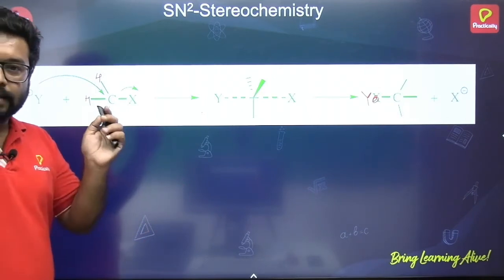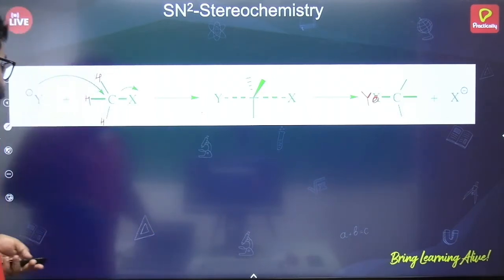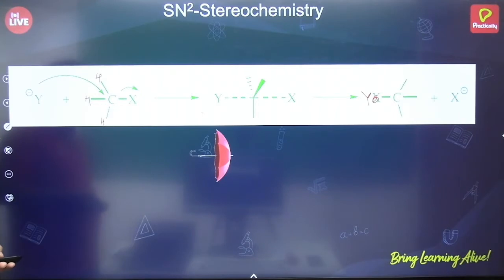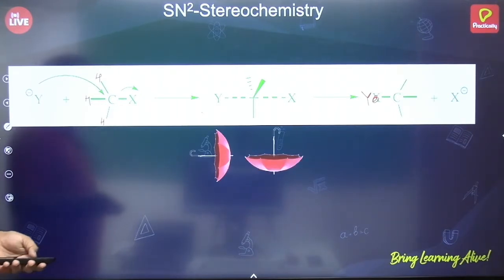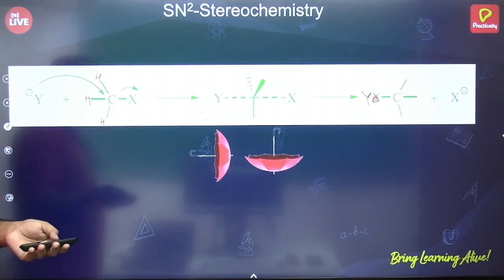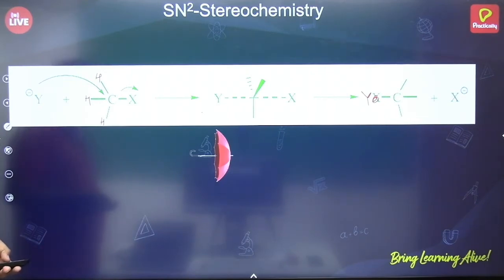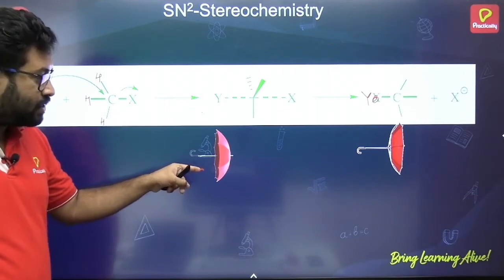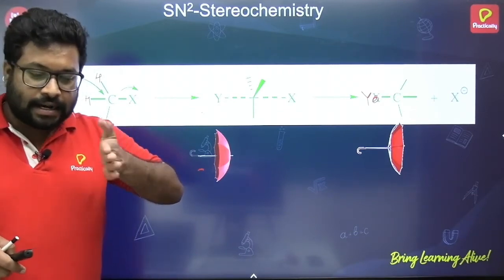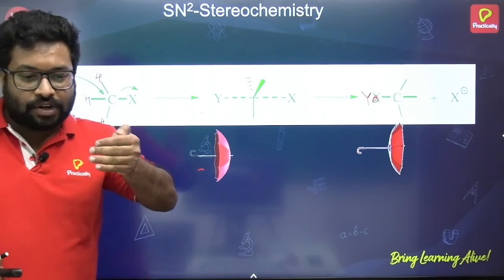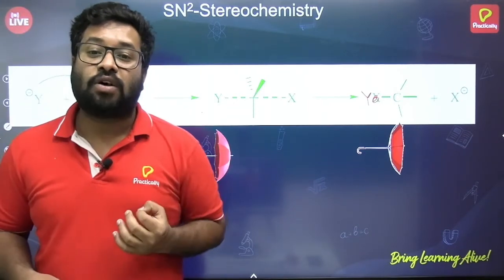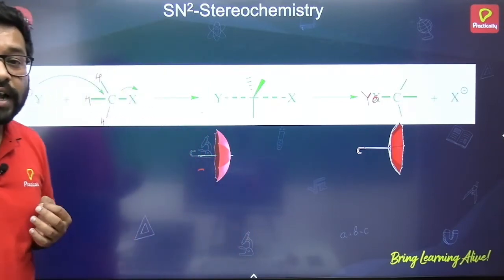So now let's see how stereochemistry works here. This was your umbrella first. Now the bond formation has started. It has completely reversed the umbrella, and now the inversion. This was your carbon first. Now what has happened? It was like this initially. Now it is like this. That is called inversion.